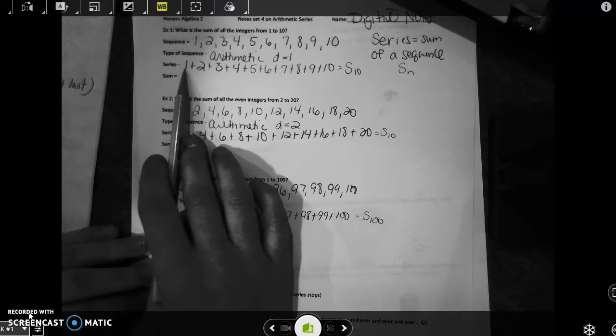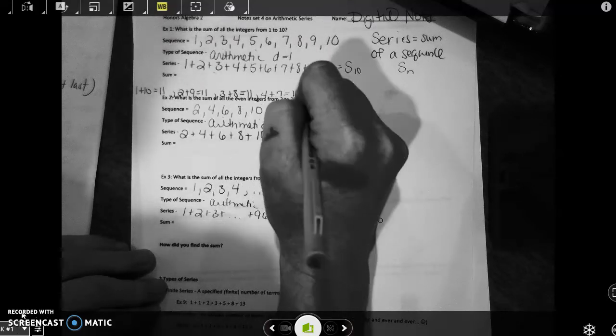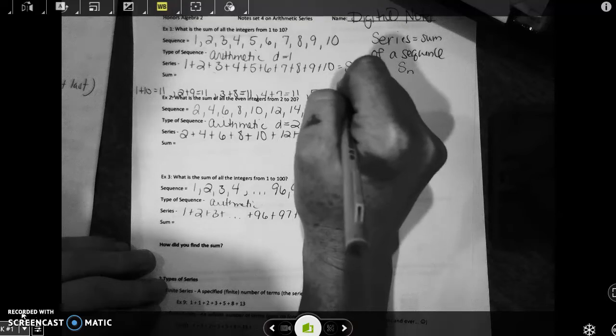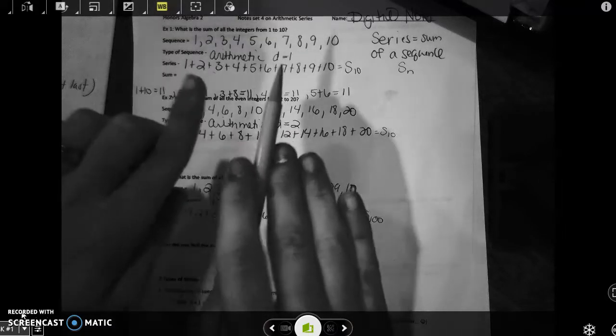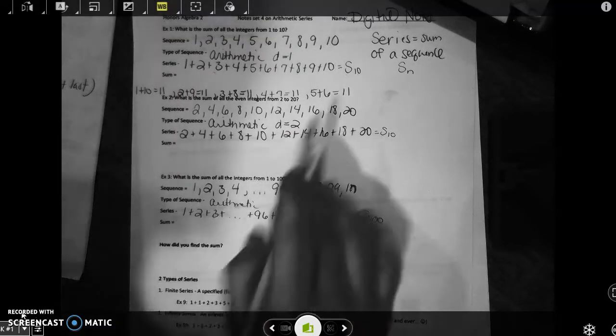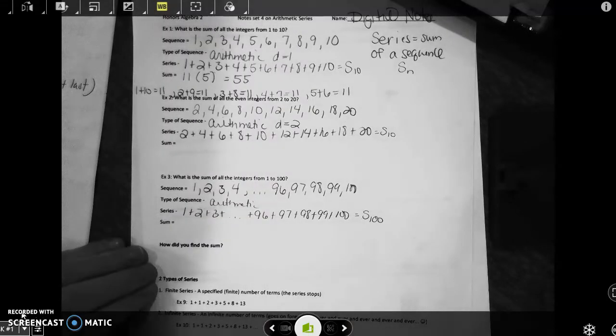You may have said 1 plus 10 is 11. 2 and 9 is 11. 3 plus 8 is 11. 4 plus 7 equals 11. And 5 plus 6 equals 11. So notice that if we start on the ends and work our way to the middle, we have a whole bunch of pairs that add to 11. And so we take 11, and how many of those pairs do we have? We have 5 of them. So we end up getting 55.